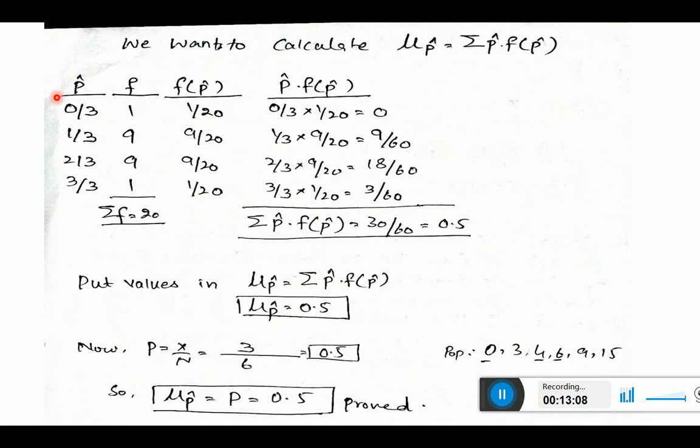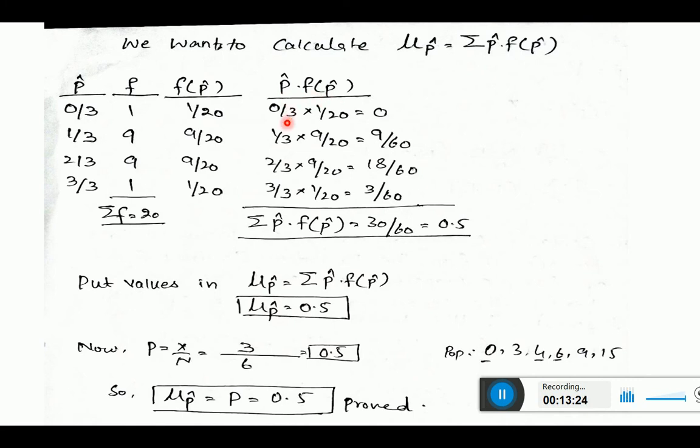Now I have p cap and I have f of p cap. According to the formula, look at here. Here is your p cap and here is your f of p cap. Multiply both factors.